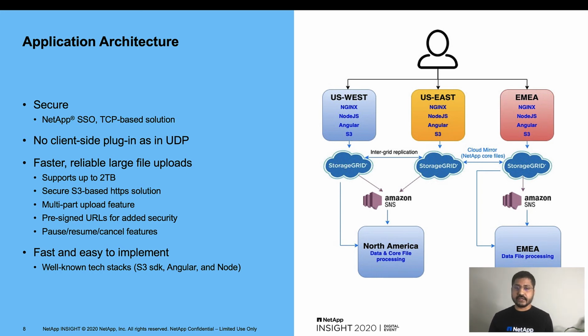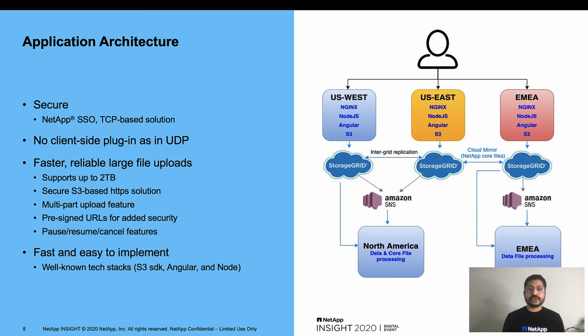Once we have a notification, our download servers, one in North America and one in EMEA, start downloading based on the event notification. Our download script downloads from the StorageGRID directly. As you saw in the demo, it's secure, behind the NetApp SSO, and it's a pure TCP-based solution. It doesn't require any client-side plugins because it's not UDP. It's a faster, reliable file upload and supports up to 2 terabytes.